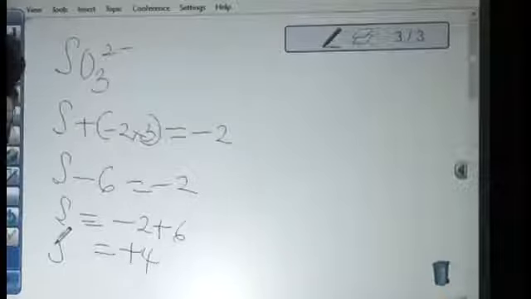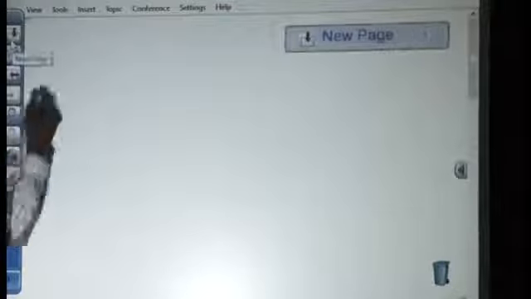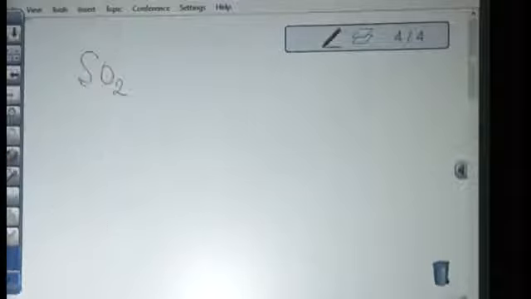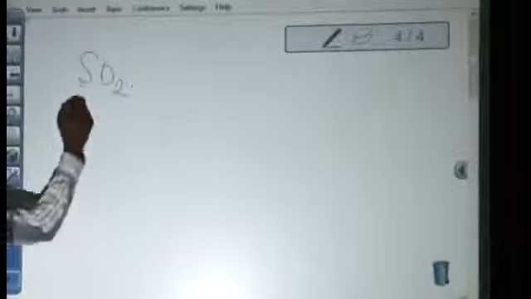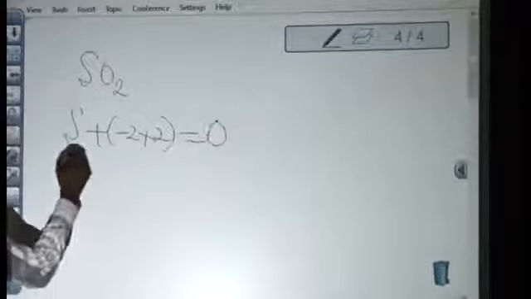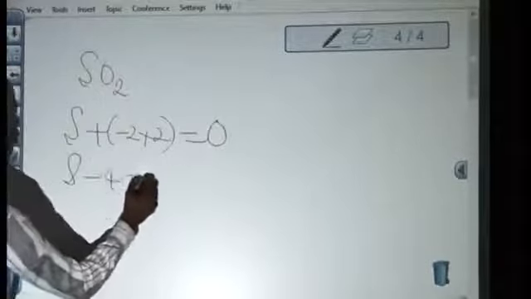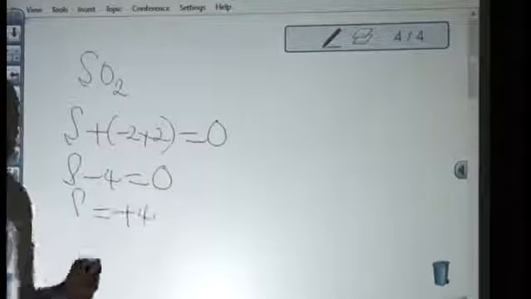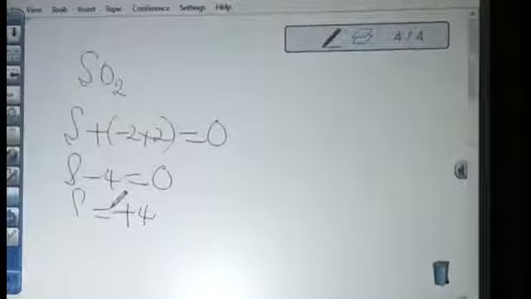Then the third one, we have SO2. That is x plus -2 times 2, because the oxidation number of oxygen is equal to -2. This is a neutral compound. That should give us 0. Then we have x minus 4 is equal to 0. Then we can say x is equal to +4. Make sure you write the charge, otherwise you have 0.